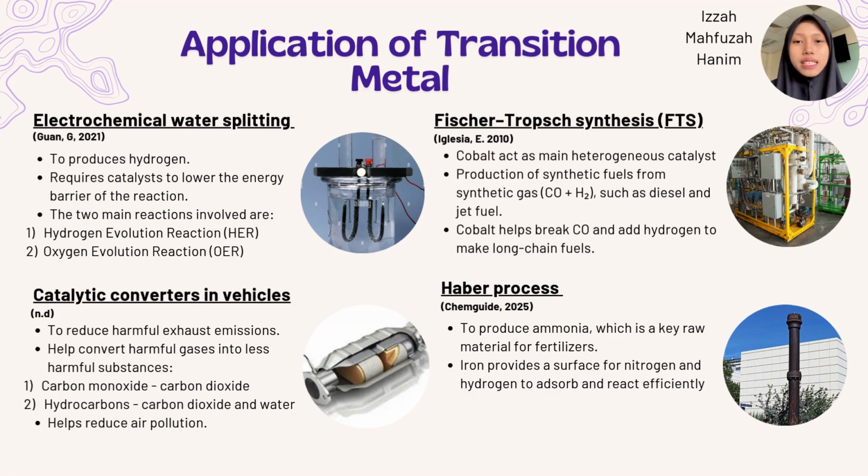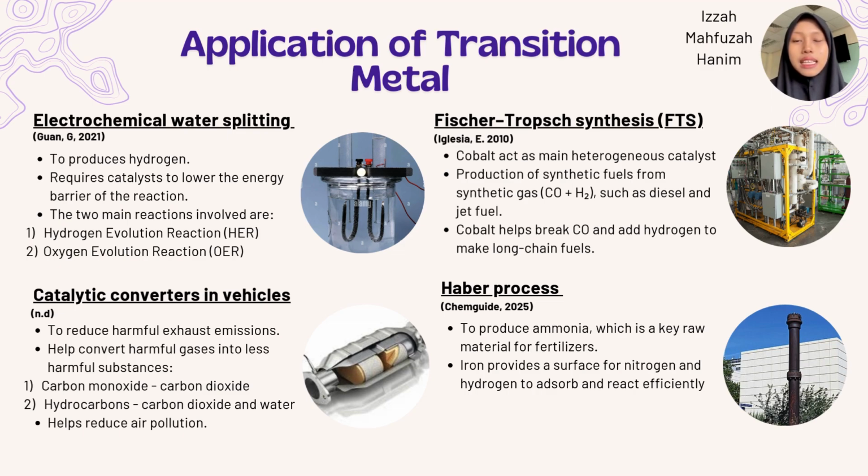First, we have electrochemical water splitting. Transition metals are used as catalysts to help split water into hydrogen and oxygen. They lower the energy needed for the reaction, especially in the hydrogen and oxygen evolution reactions. Second is Fischer-Tropsch synthesis, FTS. Cobalt is used as a catalyst to convert synthesis gas, which is carbon monoxide and hydrogen, into synthetic fuels such as diesel and jet fuels.